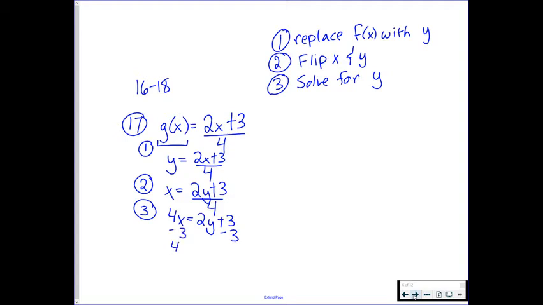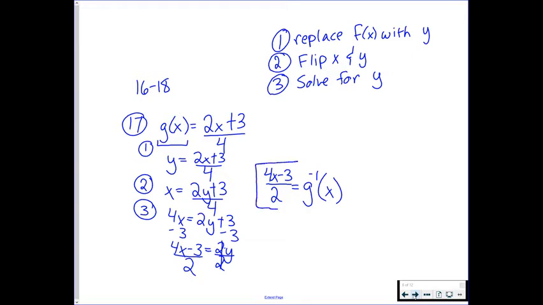Subtract 3 from the left and right side. And last step, divide by 2. Because I'm multiplying here, I'm dividing everything by 2. Okay, now we got our y by itself. (4x minus 3) over 2 equals g inverse of x. Don't forget your function notation there. And that's the inverse of that function.